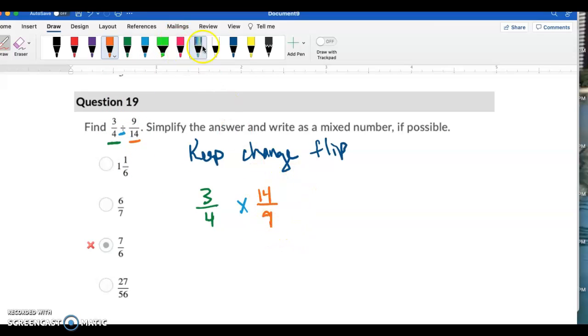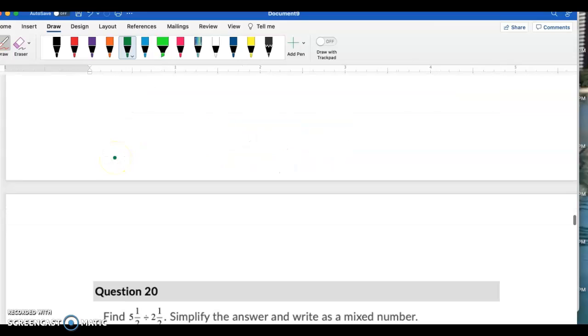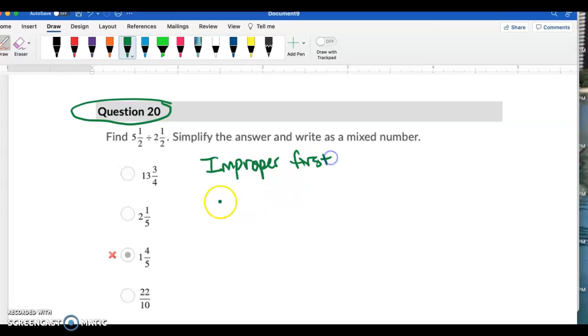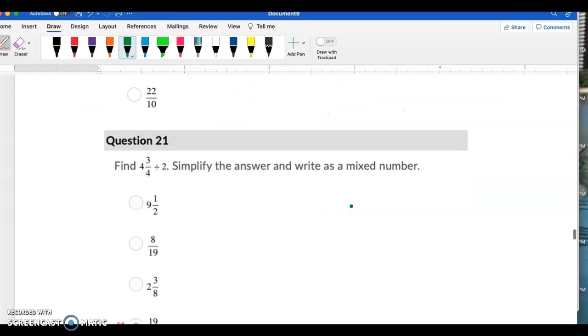So then you know how to do 3/4 times 14 over 9, so you have to do top times top, bottom times bottom, and reduce. So I'll let you finish that one. Let's see with this one. You do this one too. Just remembering that you want to change to improper first. And then you'll do your keep, change, and flip. And then just your multiplication.